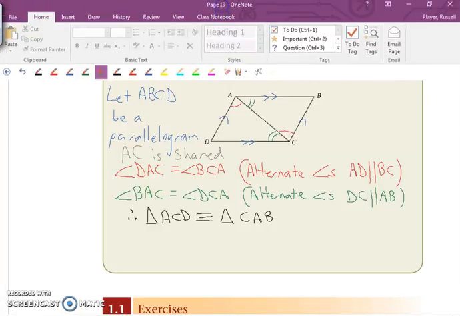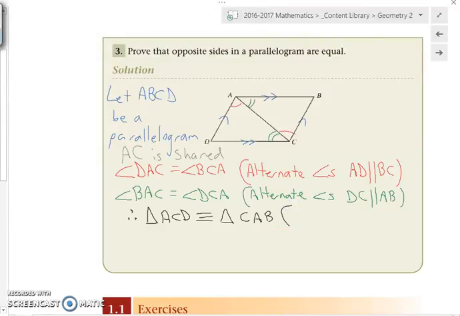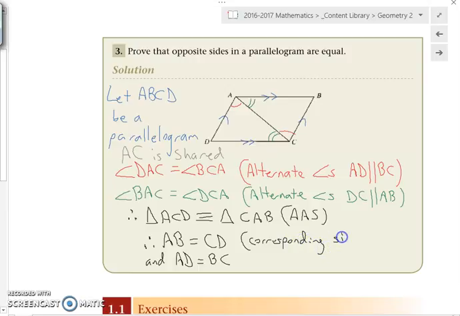Okay, so now, what's our reason that I'm saying they're congruent? AAS. Therefore, what's the question asking us to tell? AB equals CD and AD equals BC. Now, why? Corresponding sides in congruent triangles. We all happy with that?